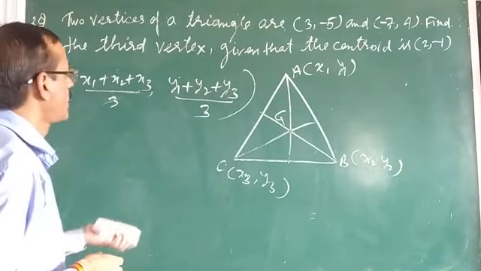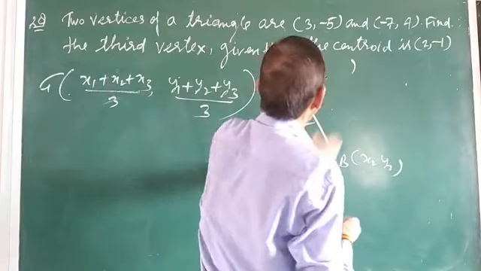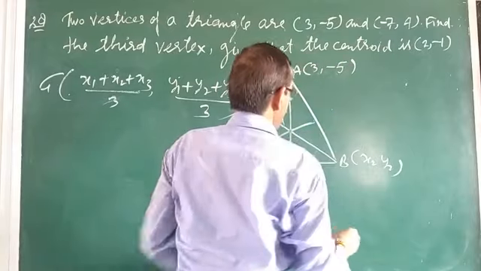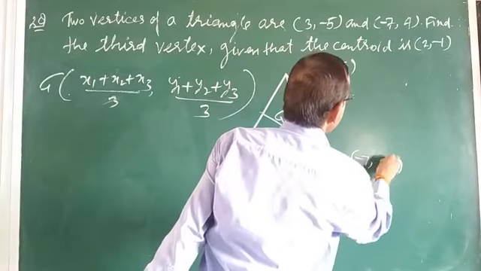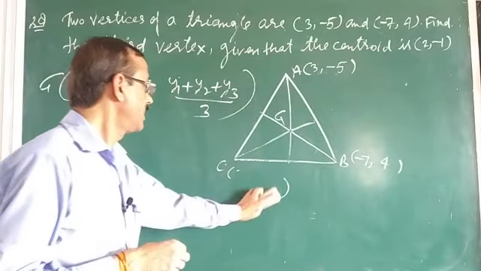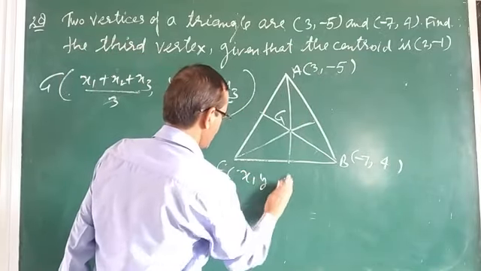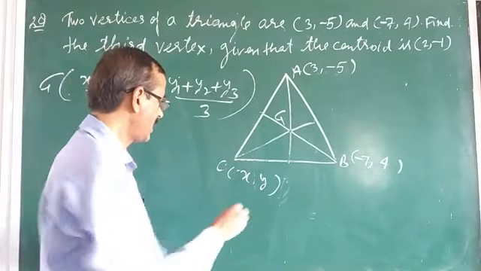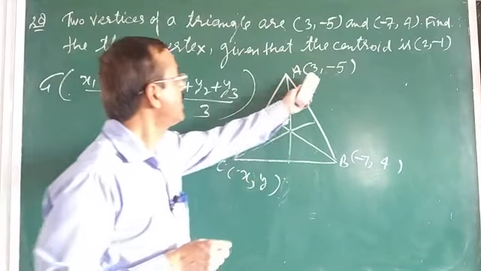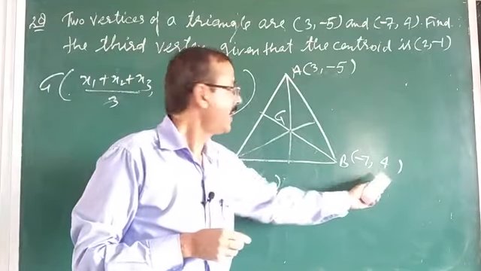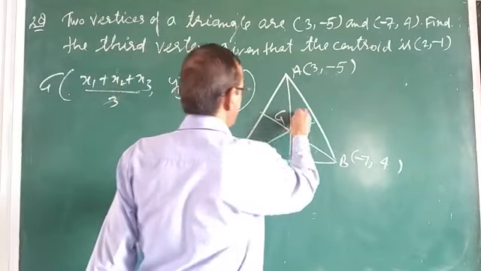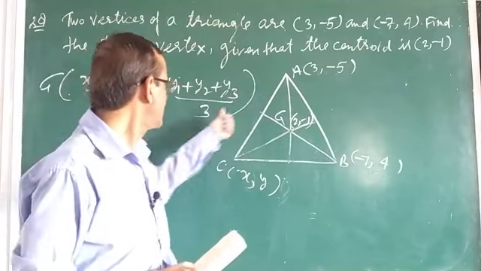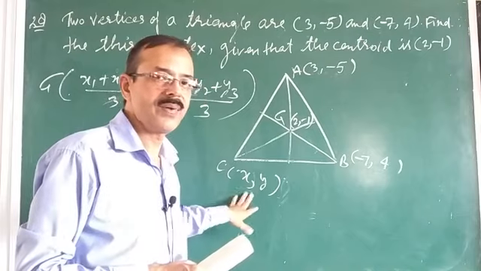So suppose this is (x1, y1), meaning (3, minus 5), and this is (minus 7, 4). Let the third vertex be (x, y). Two are already given: (3, minus 5) and (minus 7, 4). And the centroid is given as (2, minus 1). So by using this formula, we have to find the unknown vertex.